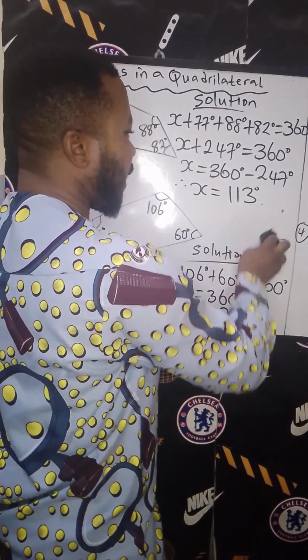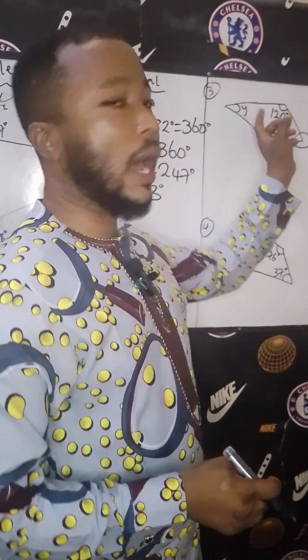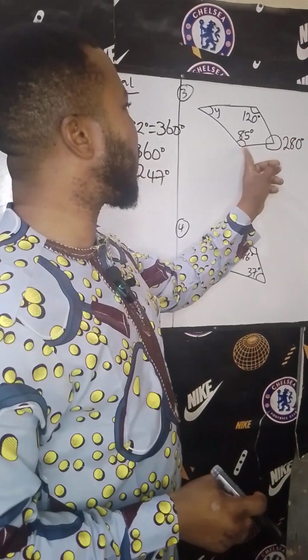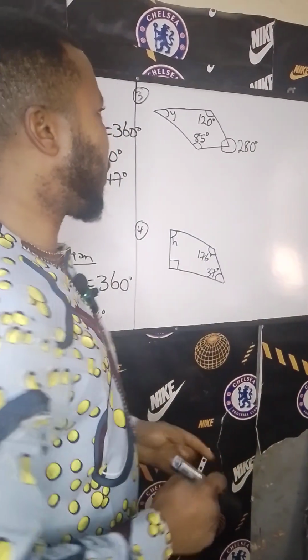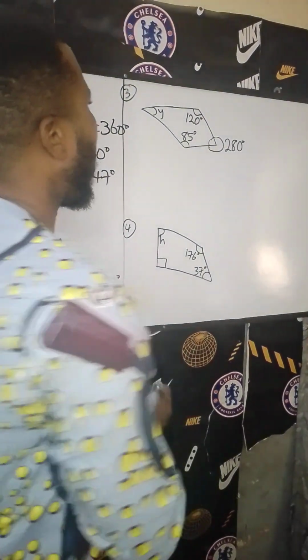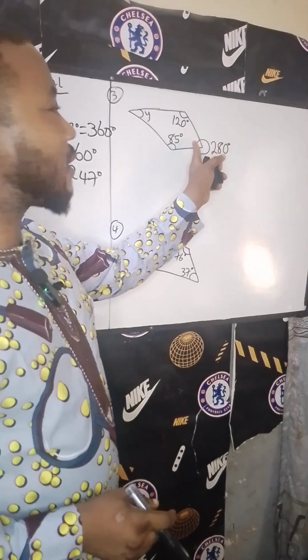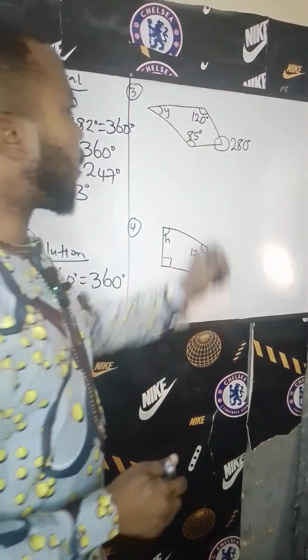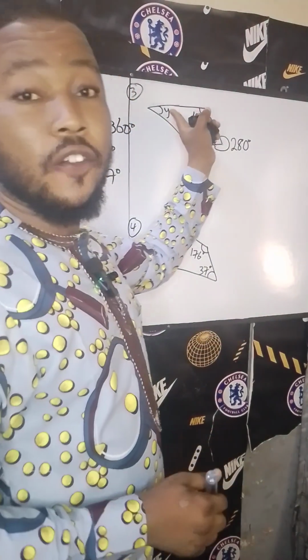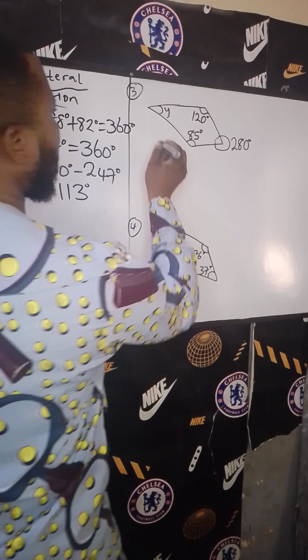Okay, let's take the third example. Here we have y, 120, 85 degrees, and we have this number outside here, which is 280 degrees. Now we have to find the value of y, but we have to find something first before we can find the value of y inside this quadrilateral. Good. So we have the solution.